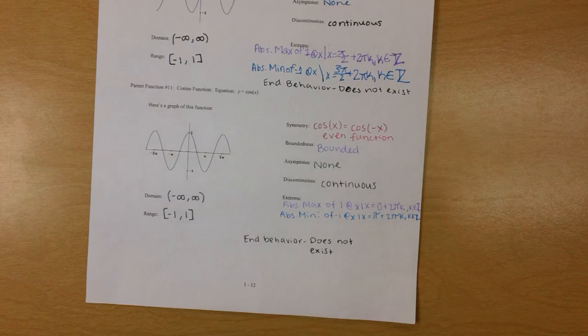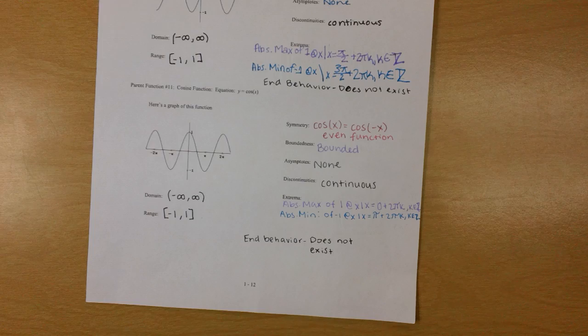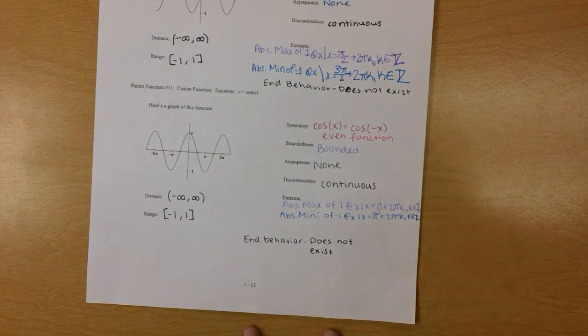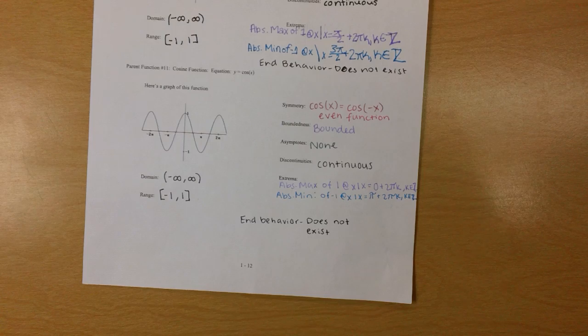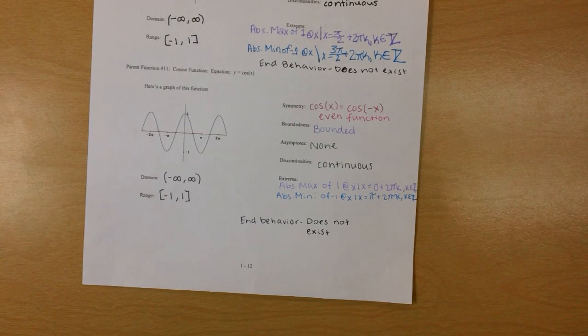This function is the cosine function, whose parent function is y equals cosine of x. There's the graph. The domain of the function is all real numbers, and the range is from -1 to 1. This function is symmetric with respect to the y-axis, and therefore it's an even function. The function is also bounded. This function doesn't have any asymptotes, and it's a continuous function.